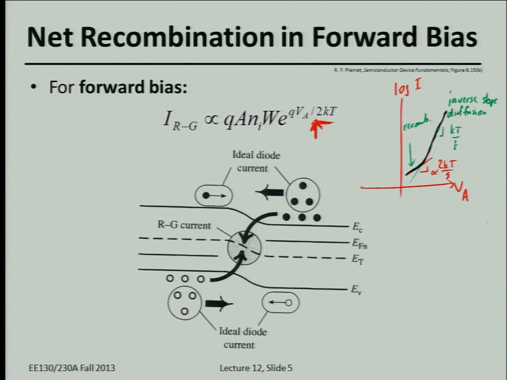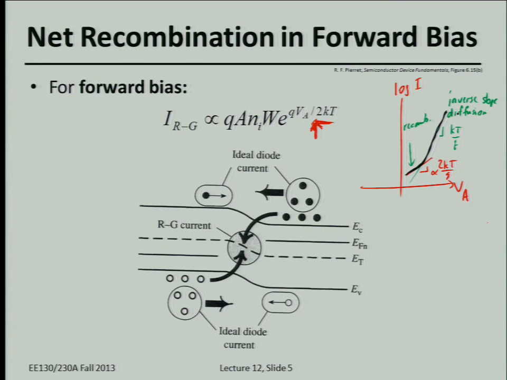In reality, when you measure a diode current on a log scale versus voltage, there will always be some region close to 0 where the slope is not as steep. That's because you have extra current, now significant compared to the diffusion current, due to recombination of carriers in the depletion region.